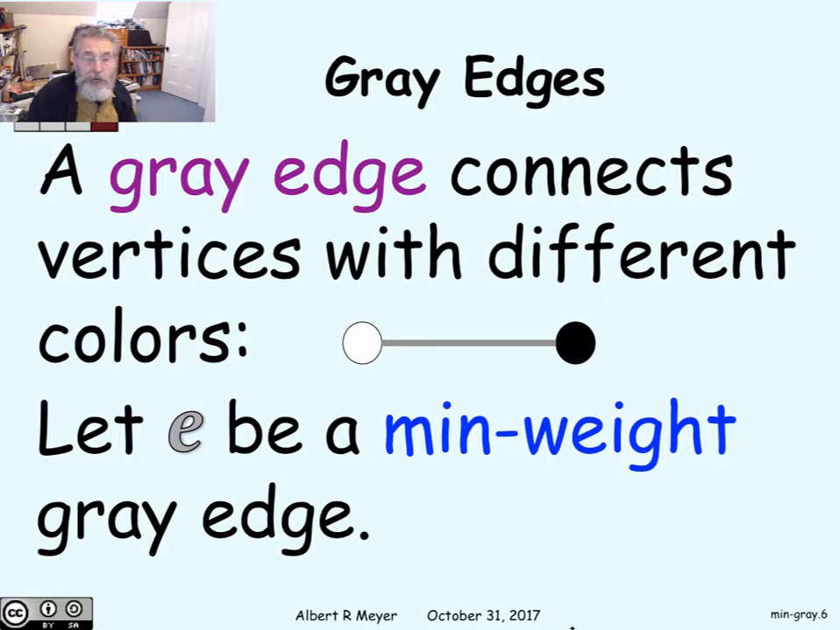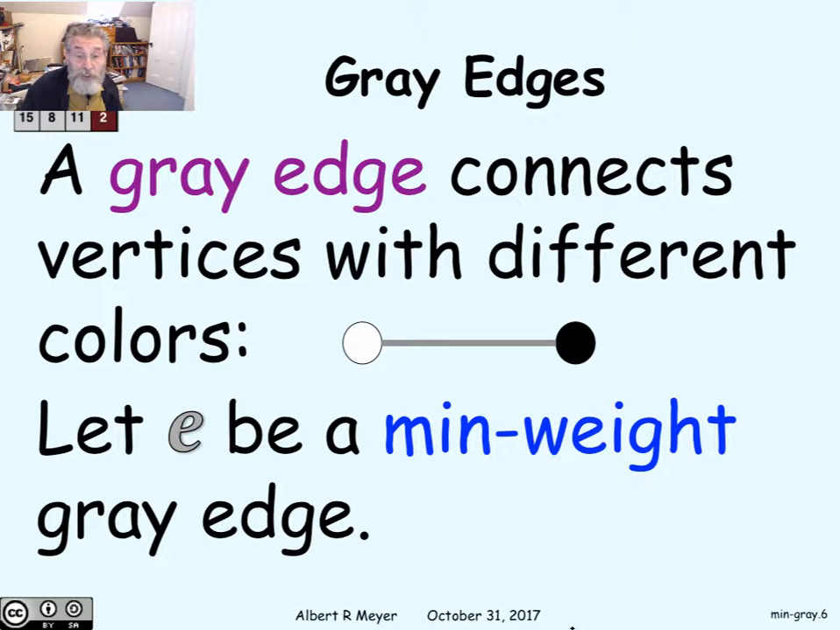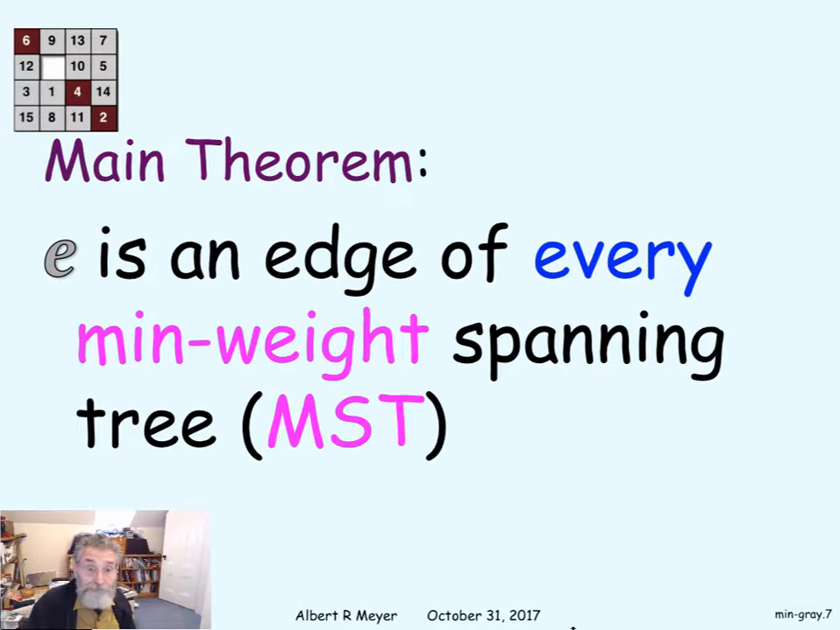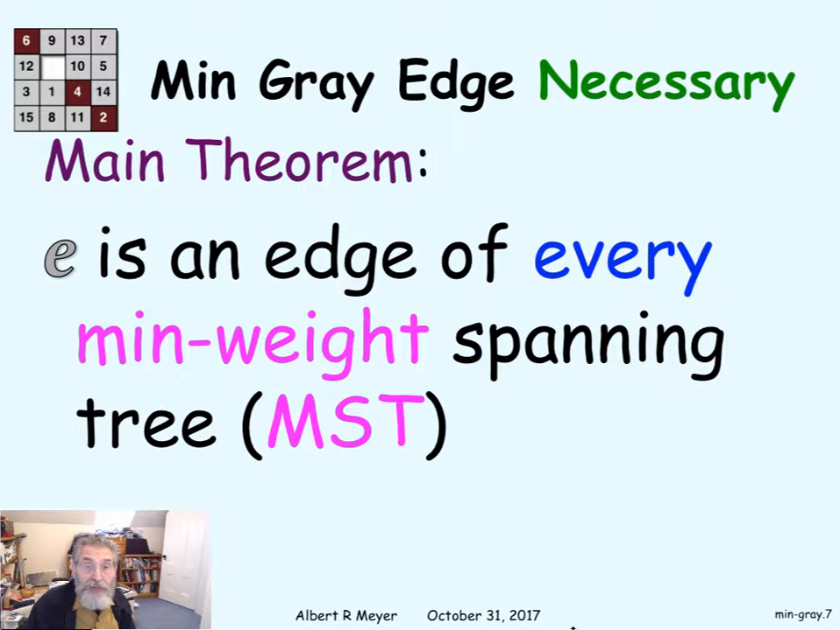So let's suppose that E is some minimum weight gray edge, and since all the weights are distinct, E is unique. There's going to be a unique minimum weight gray edge for this particular coloring that we've hypothetically chosen. And the main theorem is that E has to be an edge of every minimum weight spanning tree. Okay, which is a very cool theorem. So every minimum weight gray edge has to be a member of the minimum weight spanning tree.